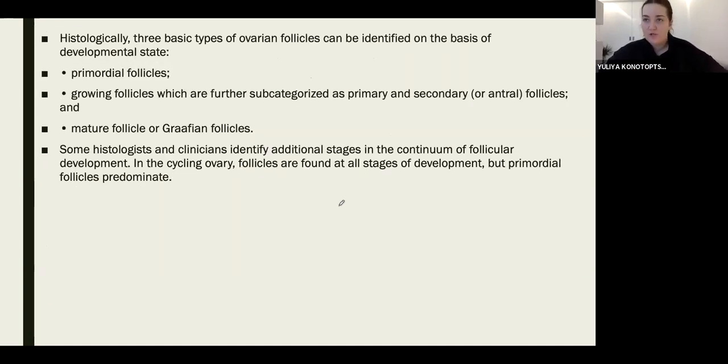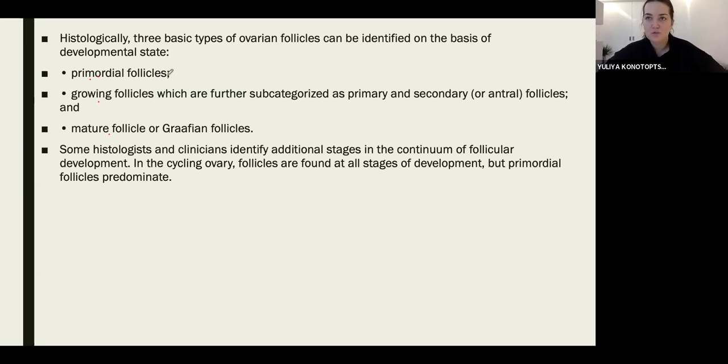Okay, speaking of follicles, there are definitely different types of follicles. We have primordial, growing, and mature follicles. Primordial follicle is the one that you have made in the embryo. That's why we call it primordial follicle. And in your ovary right now, as a female, the majority of your follicles are primordial. So they are just sleeping. They're just waiting to be woken up.